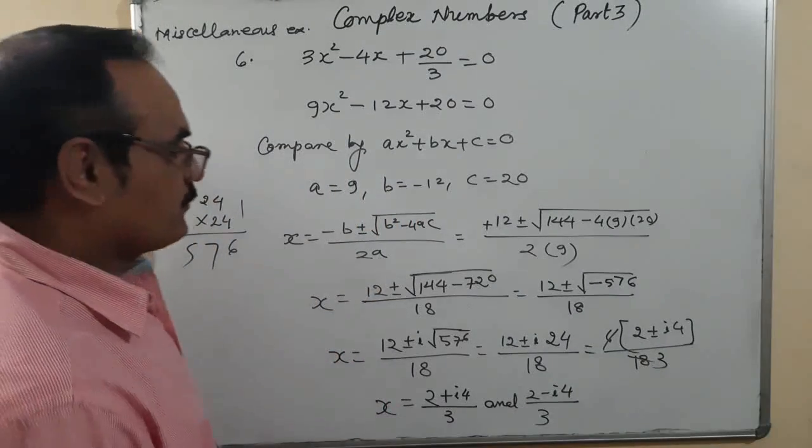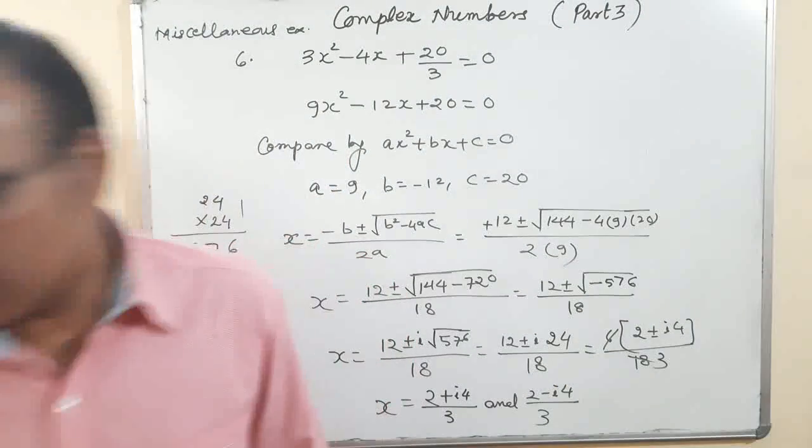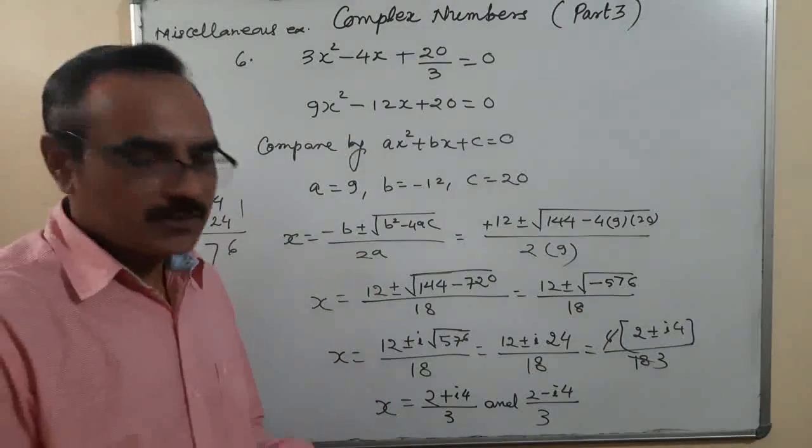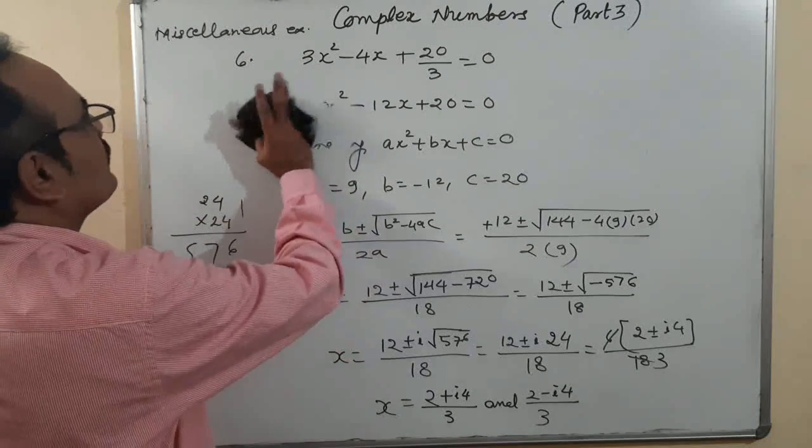There are two roots of this quadratic equation, and which type of roots are these? They are imaginary roots. Why are they imaginary roots? Because b square minus 4ac is less than 0.